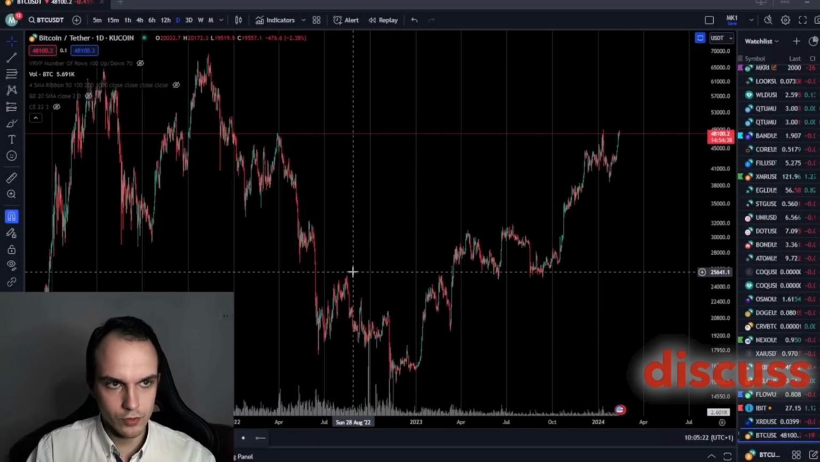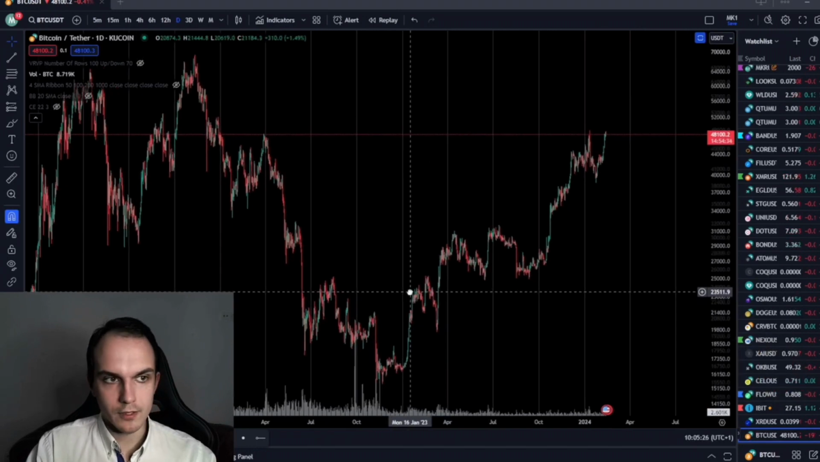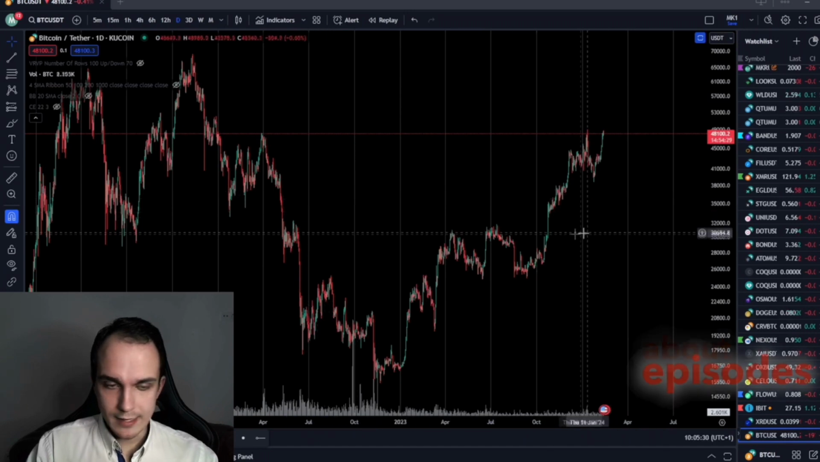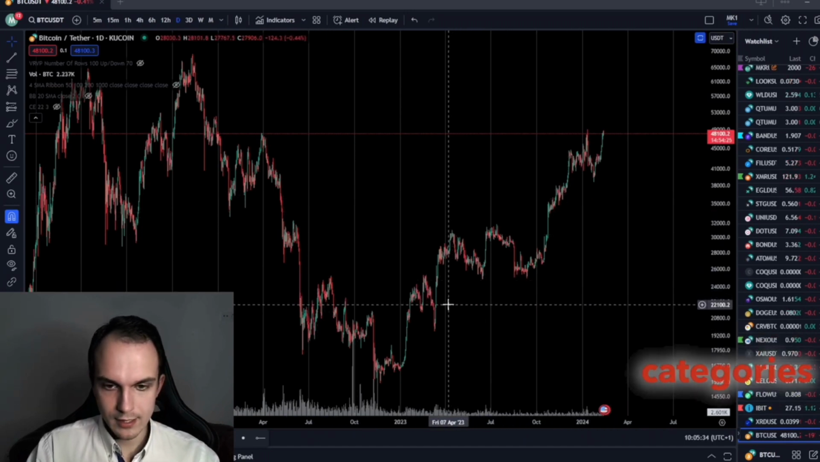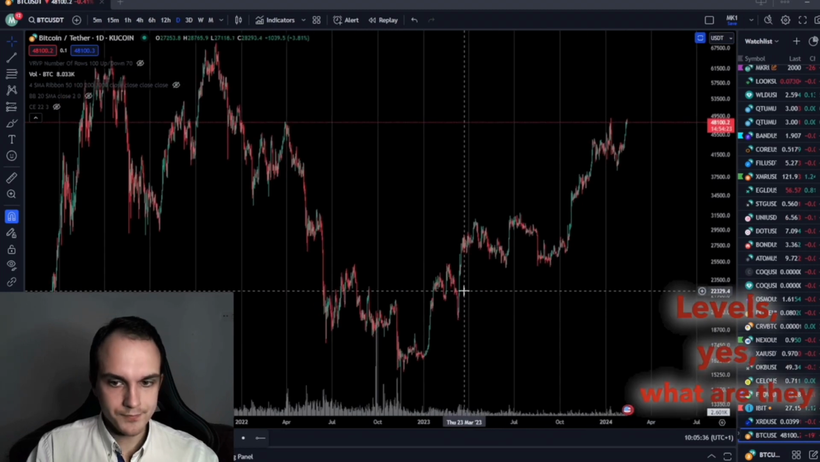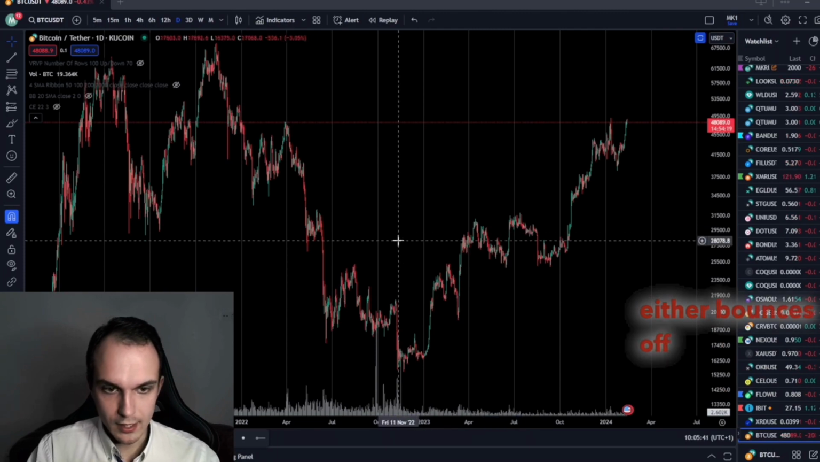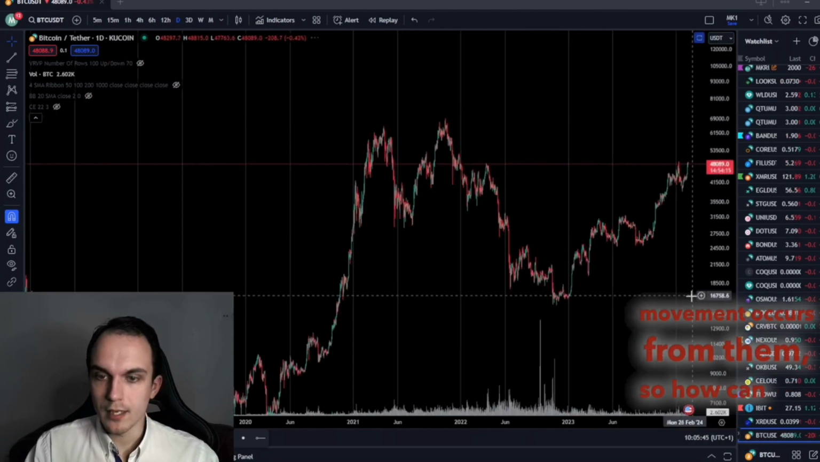Today we will discuss levels, a very important and complex topic. Maybe even several episodes about this. I will explain how to determine them. There are several categories of levels. What are they in general? These are price levels from which the price either bounces off or somehow reacts. Price movement occurs from them. So how can you look for them?